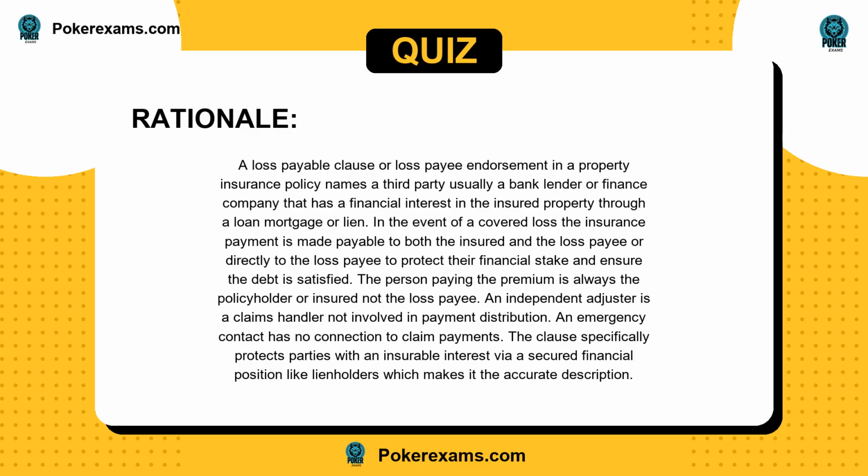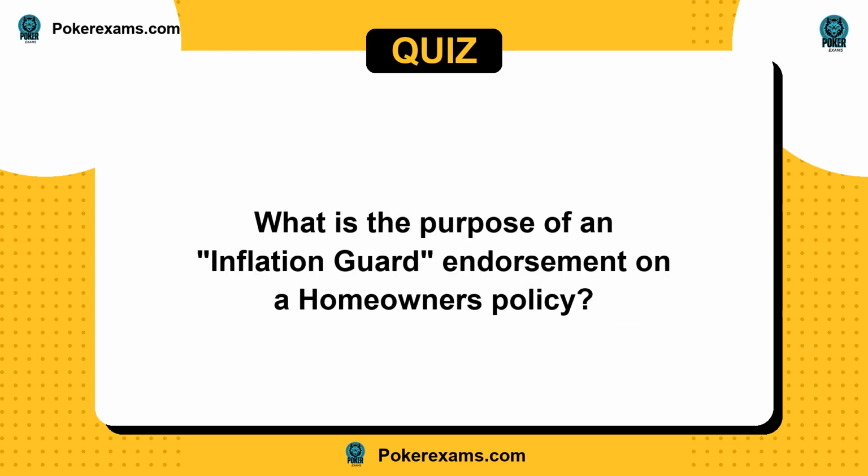An independent adjuster is a claims handler not involved in payment distribution. An emergency contact has no connection to claim payments. The clause specifically protects parties with an insurable interest via a secured financial position, like lien holders, which makes it the accurate description. Next question.